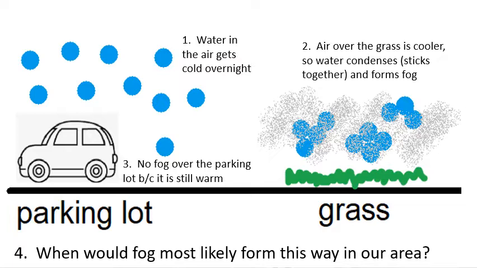Now, in our area, when would fog most likely form this way? Well, remember that fog has to have air that is getting cold enough for the water to condense. So summertime, it stays pretty warm overnight. This is going to be something that we're going to see happening a lot more likely overnight in the fall, because that's when we start to get cool enough nights that all of that water in the air starts to condense. We also have nice warm days in the fall, which means a lot of water still evaporates, but then the temperature drops at night and it condenses and forms fog.